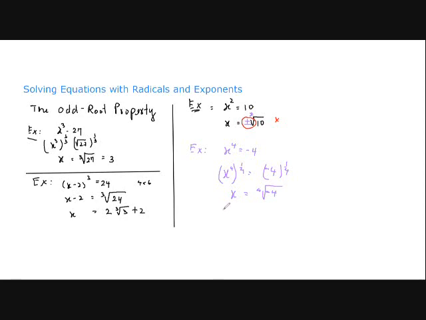Now let's go to more examples. Back to the even root. Don't forget, because this power is even, you have to answer with plus and minus. That means you're going to have plus root 10 and negative root 10. That's the final answer, so don't forget the plus-minus sign. How about one more example?